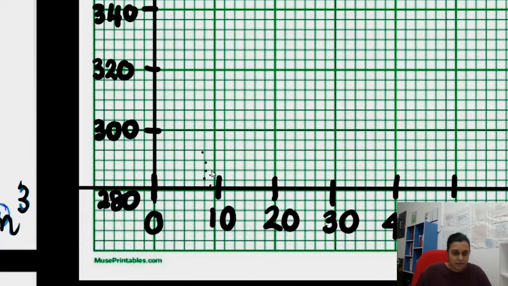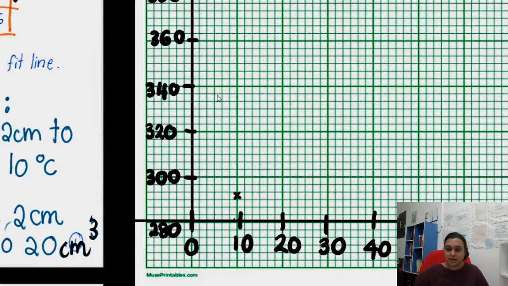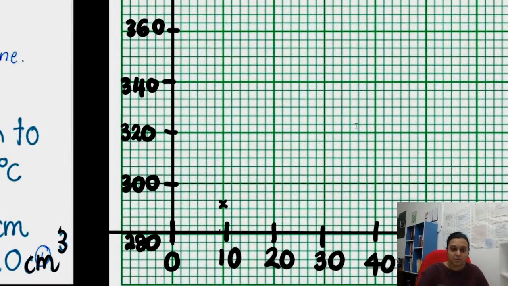284, 8, 9, then 292. Okay, this one. You have to draw carefully on the line plot correctly because then only you'll get the proper straight line. So 284, 288, 292. Okay, so mine is somewhere here, 295. Okay, next one. 20 and 320. 20 and 320 is this one.